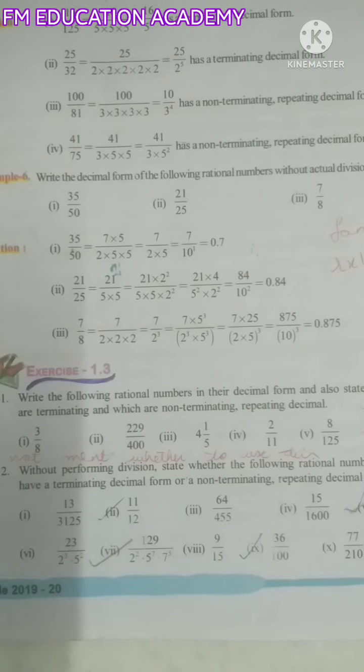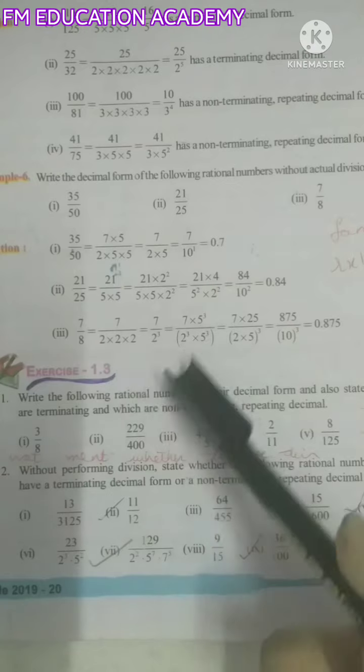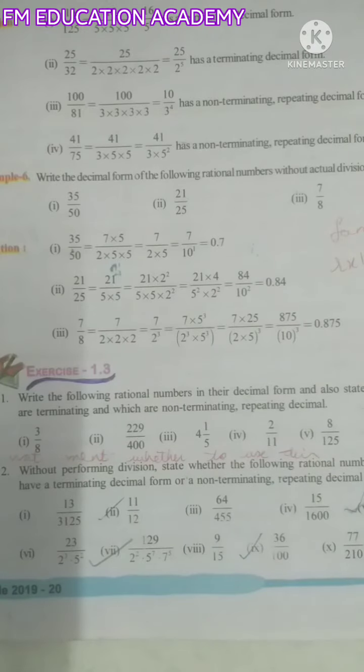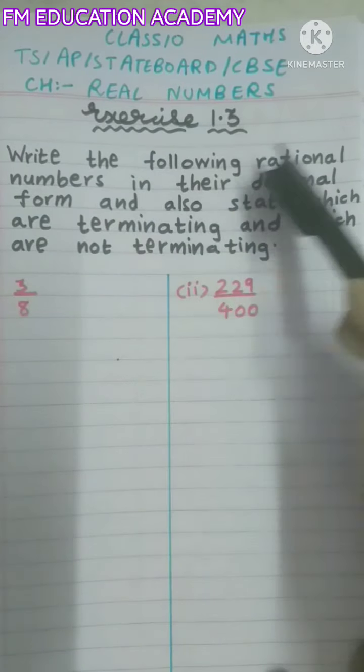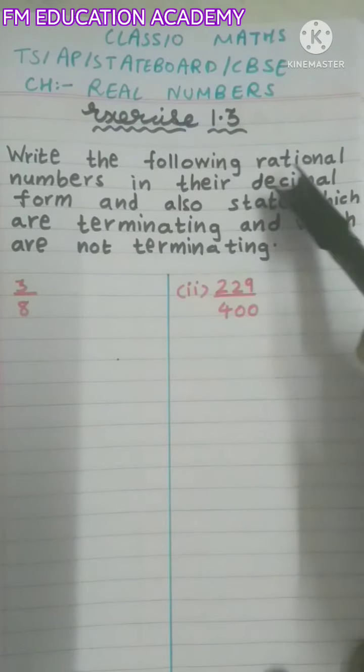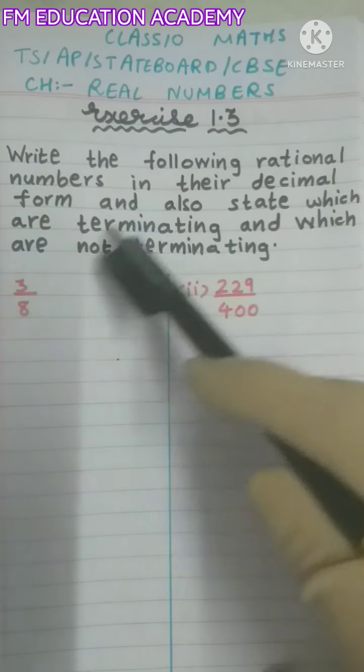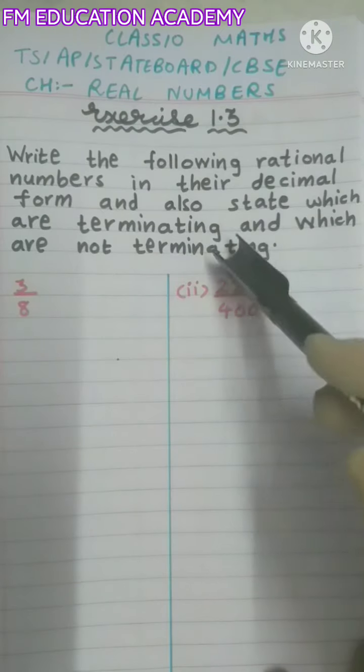In today's video lecture, we will be solving all these sums of exercise 1.3 of TS, AP and any other state board and also CBSE. So the exercise is based on the concept of terminating and non-terminating repeating decimal expansion. So this is the exercise. All 4 questions we will be solving. Let us do this question. What is this question? It is telling, first question, write the following rational numbers in their decimal form and also state which are terminating and which are non-terminating.